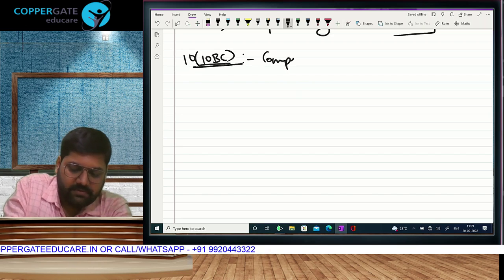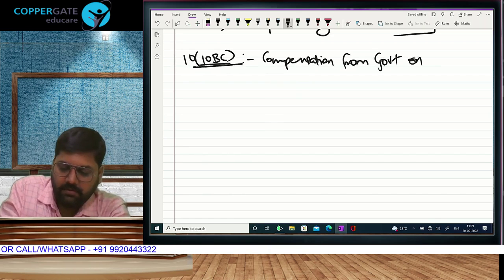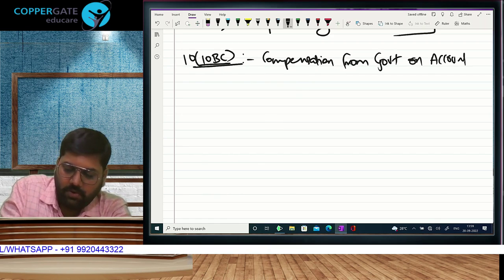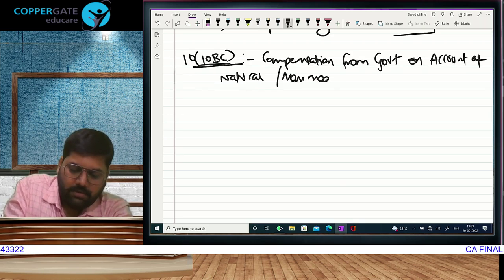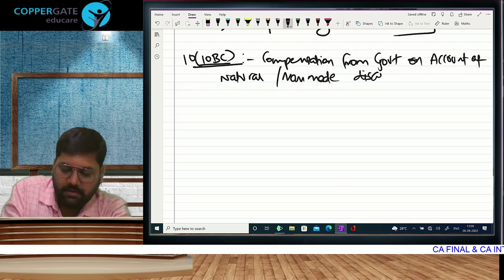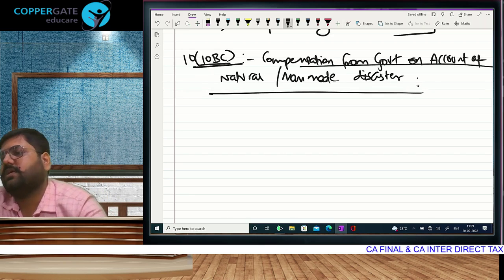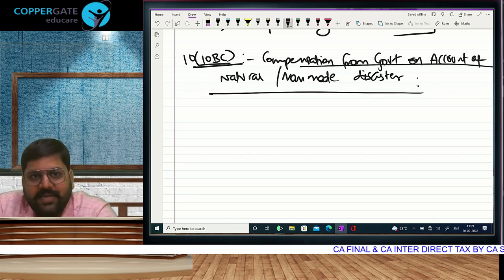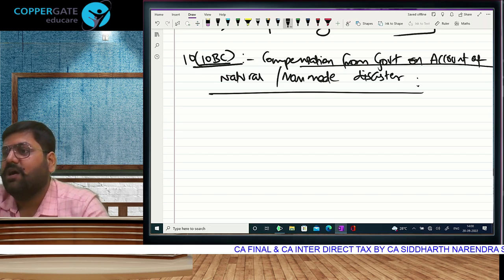Compensation received from government on account of natural or man-made disaster. Disaster compensation. It can be natural, it can be man-made. It is a disaster or it is a compensation. Such heavy words they have used in the law.